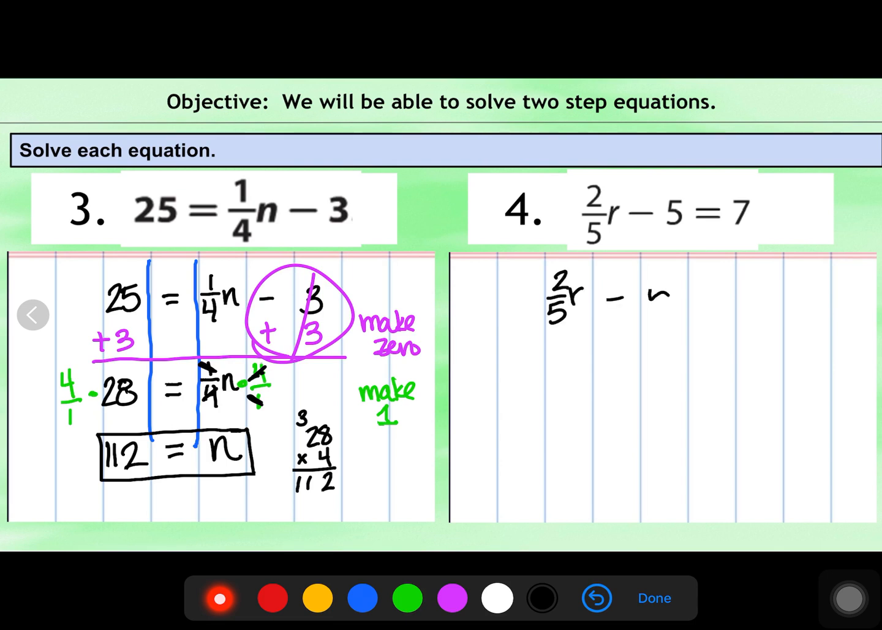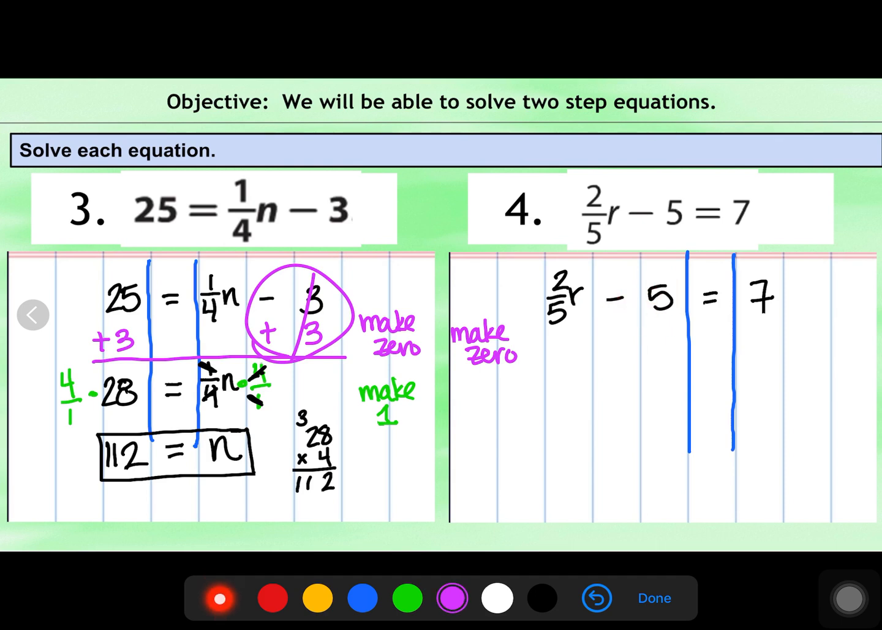This one's going to be 2/5 r minus 5 equals 7. And we want to say, okay, first things first. Oh, wait. Let me mark my equal signs. All right, so first things first, we want to make 0. And that's not going to be with this part here with the variable. It's going to be the number by itself.